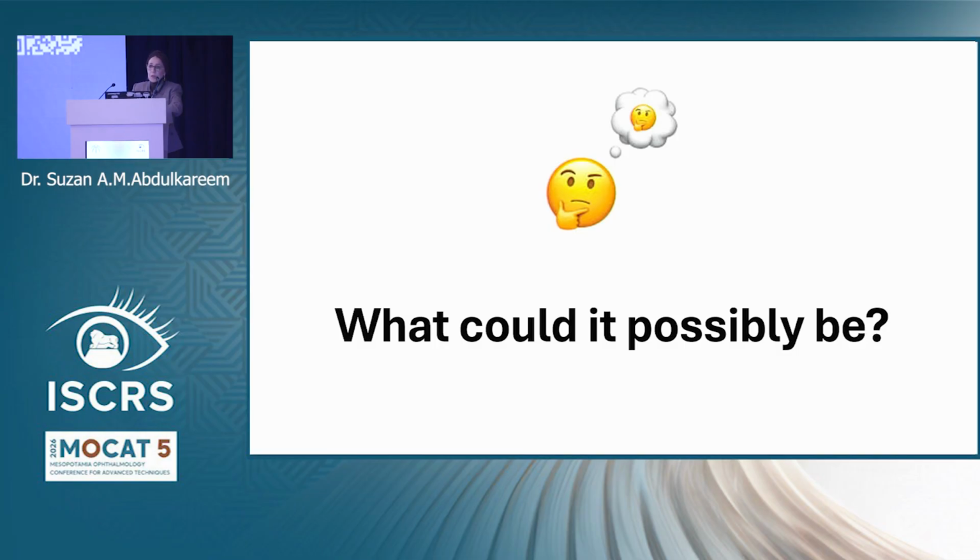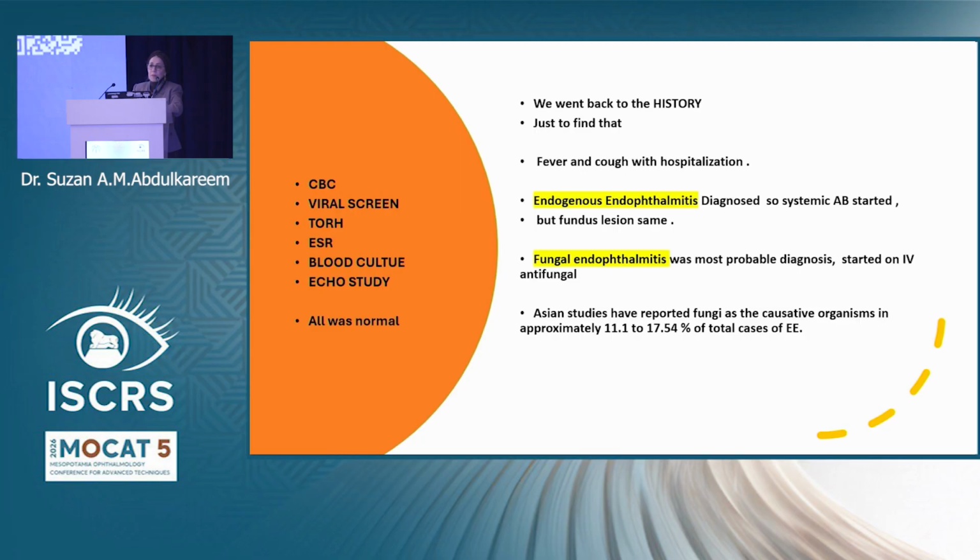What should it be? So we went back to the family. We took the history again. We emphasized any illness before the presentation. The mother said that he had a fever, he had a cough, and he was admitted for bronchopneumonia treatment, so he was hospitalized. So here came to our mind the possibility of endogenous endophthalmitis.